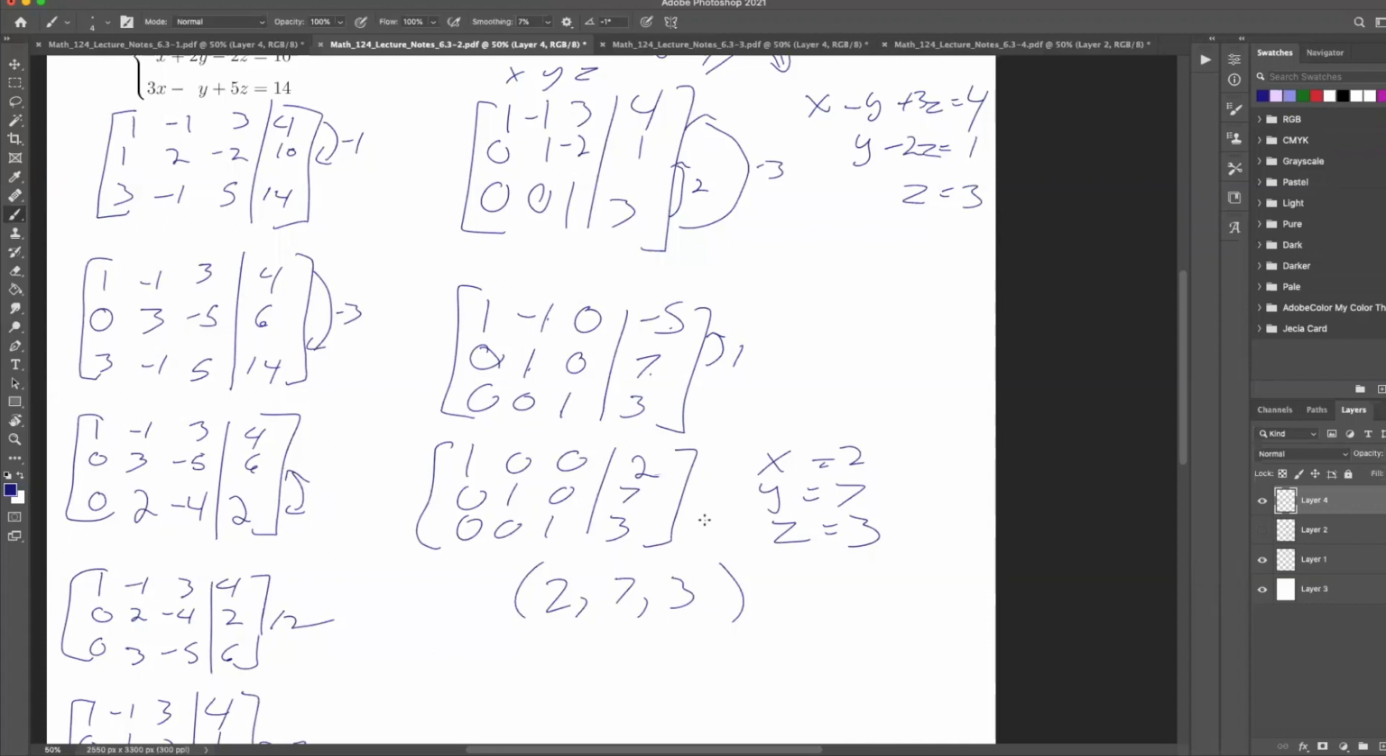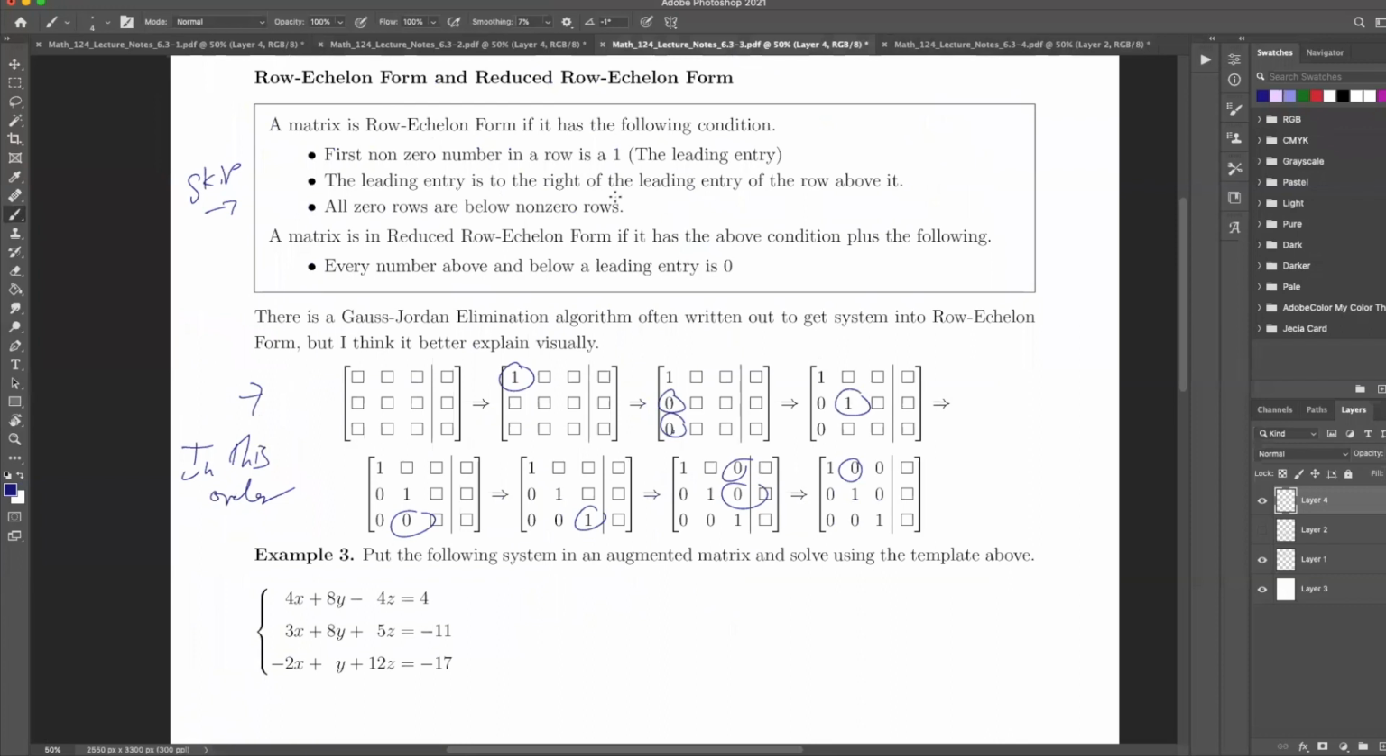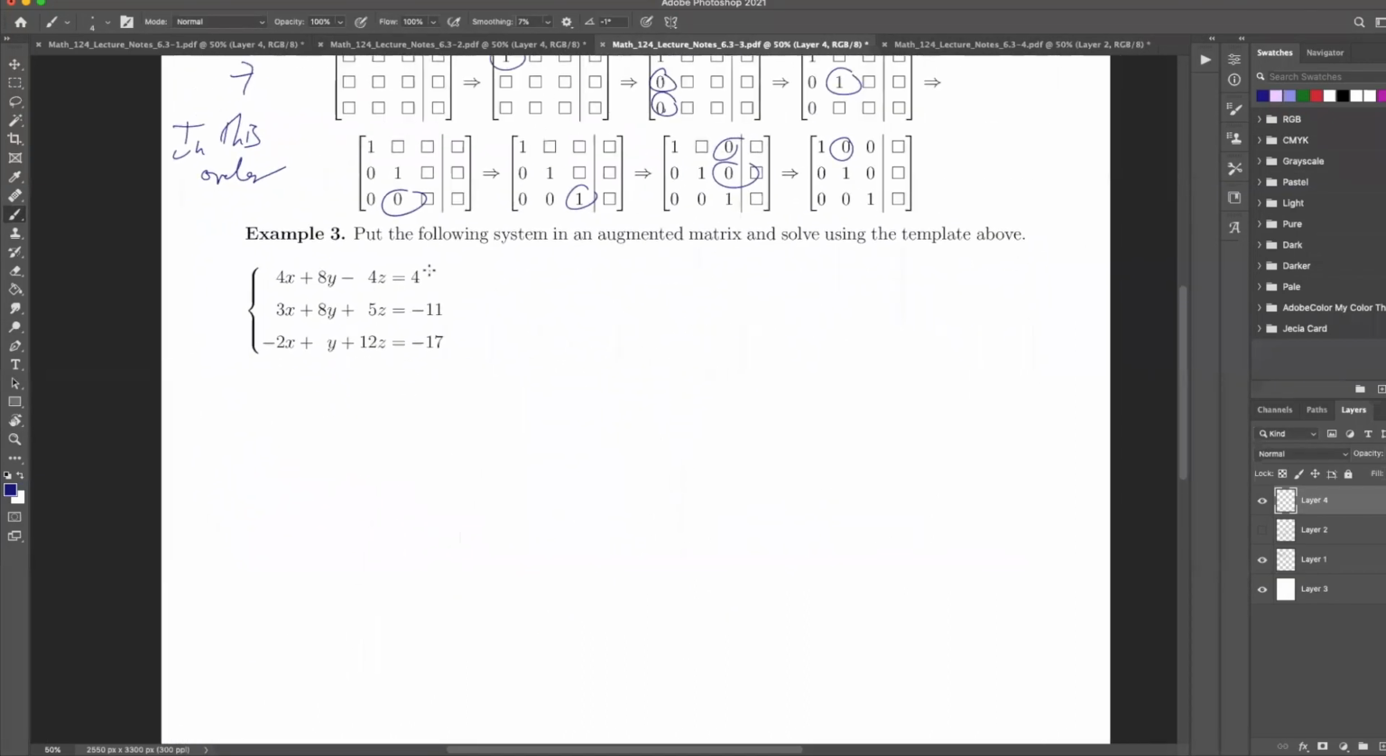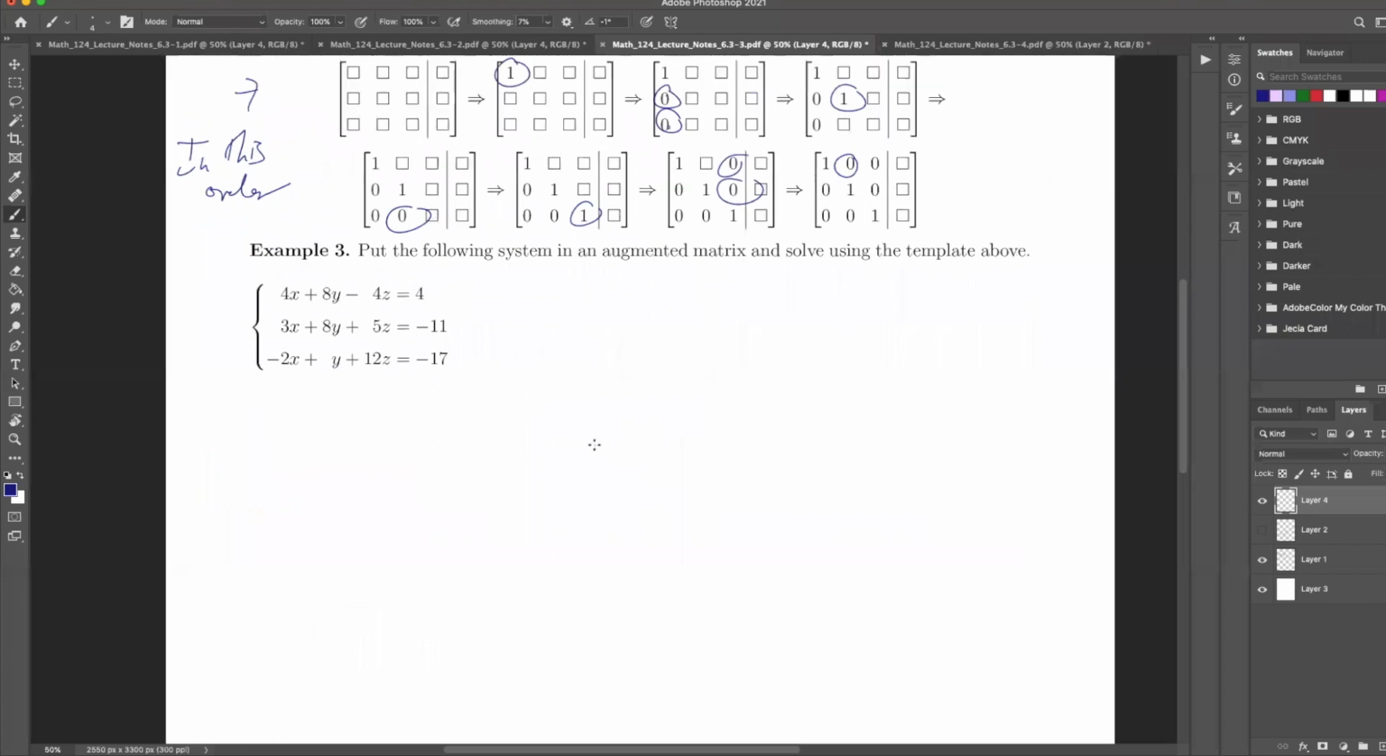Okay, so let's do the next page. Here we've already done half this page, so let's just do one more problem. We're going to follow this format exactly, and this program's designed to show you things, okay?